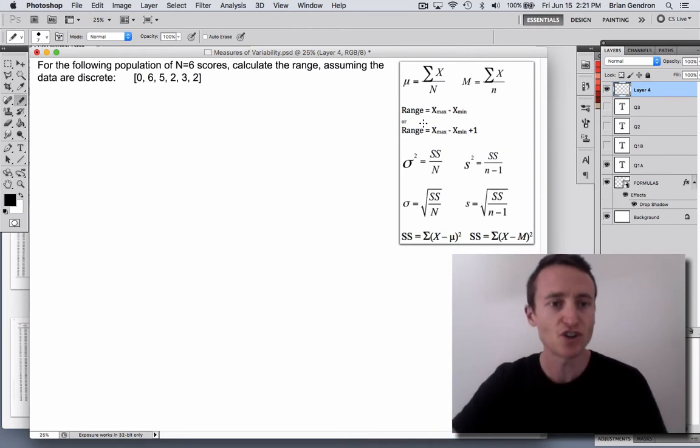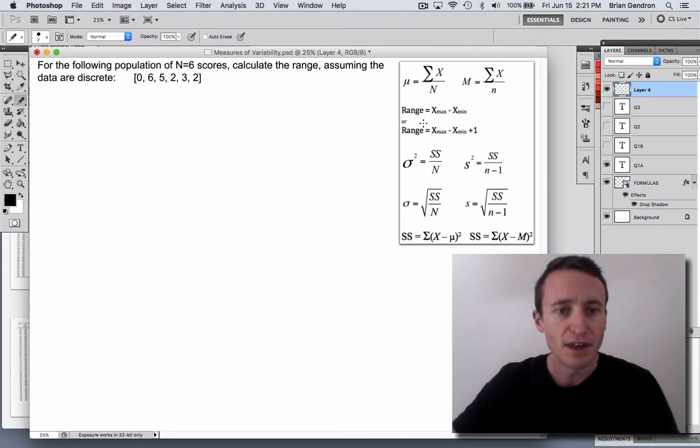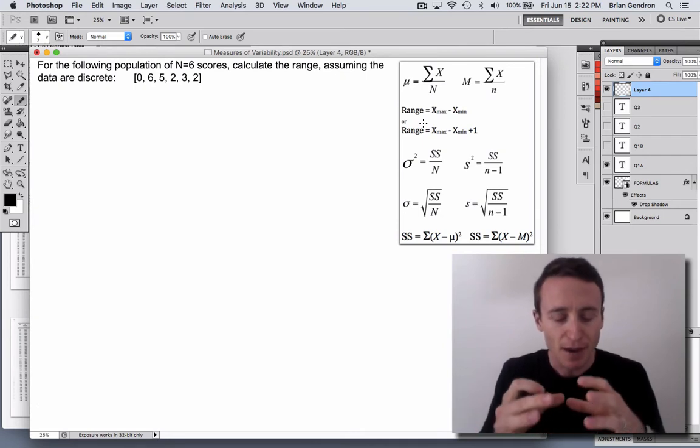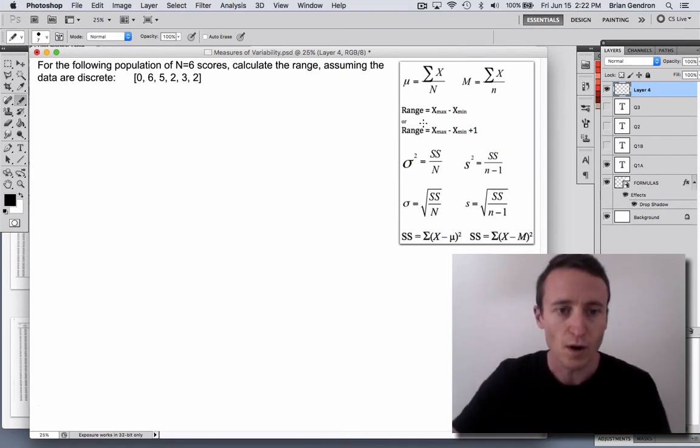So we have this first question. For the following population of n equals 6 scores, calculate the range assuming the data are discrete. All right, so discrete data is juxtaposed with continuous data, and we'll do a continuous data problem next. The first thing we want to think about is, what is discrete data? Well, that is data that has separate categories, where the categories are not fluid. They're completely separated by whole numbers or whole categories.